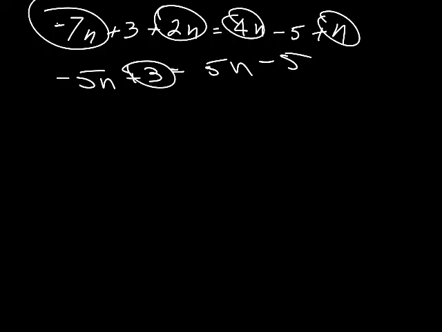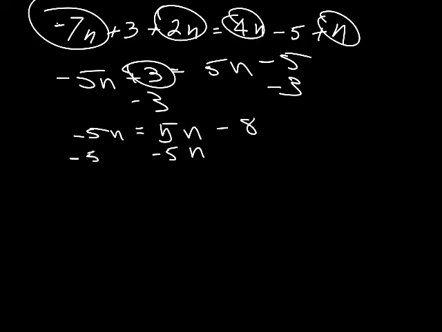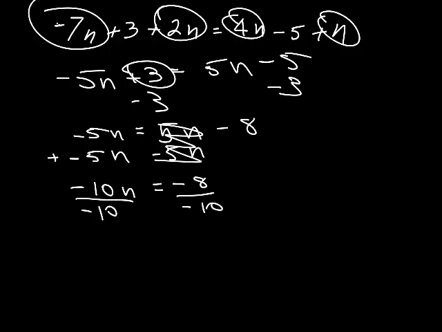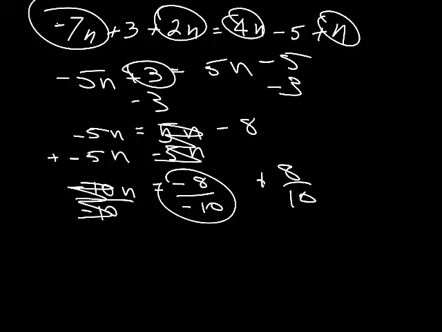Alright, so let's take this number and move it. So let's subtract it. So I got negative 5n equals 5n minus 8. Now let's move this one over to make that go away. Negative 5n minus 5n or plus negative 5n is negative 10n, and that equals negative 8. Divide by negative 10, divide by negative 10, those go away. Negative 8 over 10 is positive 8 over 10, and that reduces to 4 over 5. So we just found what our n value was.